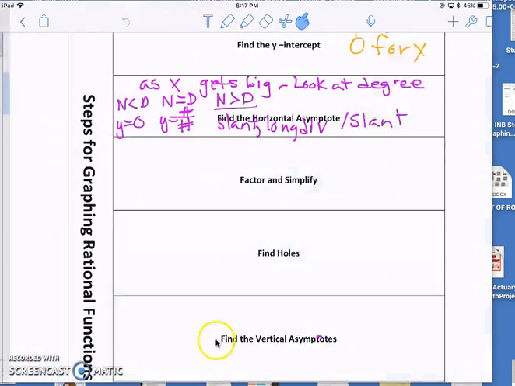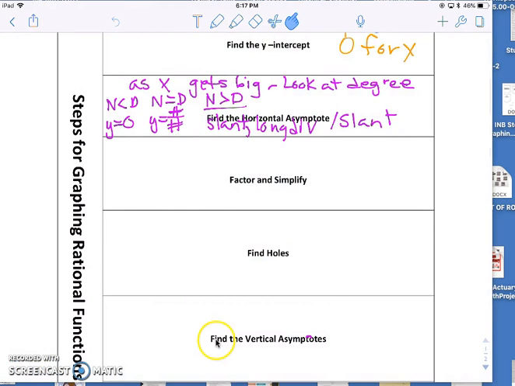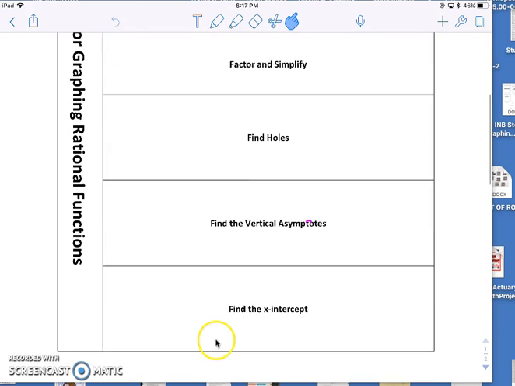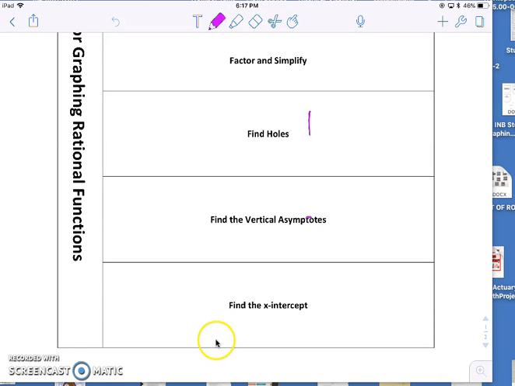So that's kind of a little review there of how you find the horizontal asymptotes. So once you find that, you factor and simplify. You find the holes, and this is the term that reduces out.